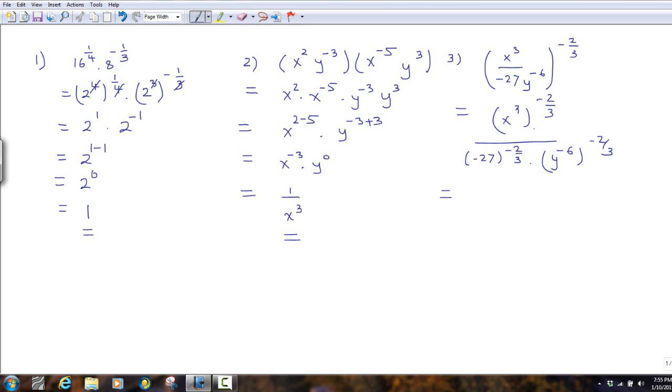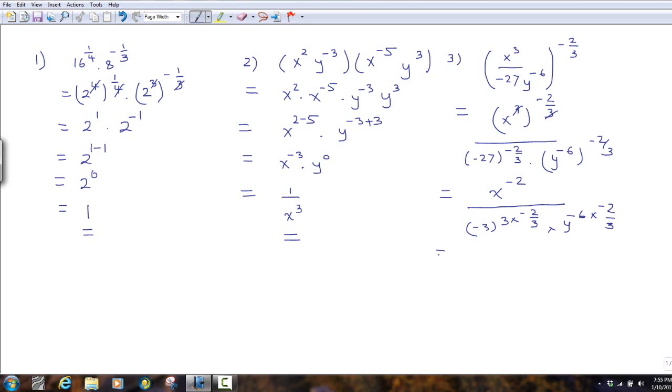Okay, so after writing this, we can now cancel 3 and 3 here. So in the numerator we have x to the negative 2 divided by, so this negative 27 can be written as negative 3 cube times negative 2 over 3 times y to the negative 6 times negative 2 over 3.